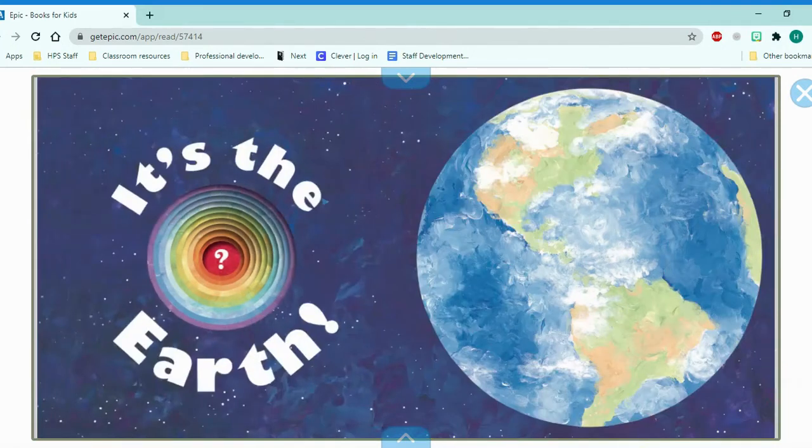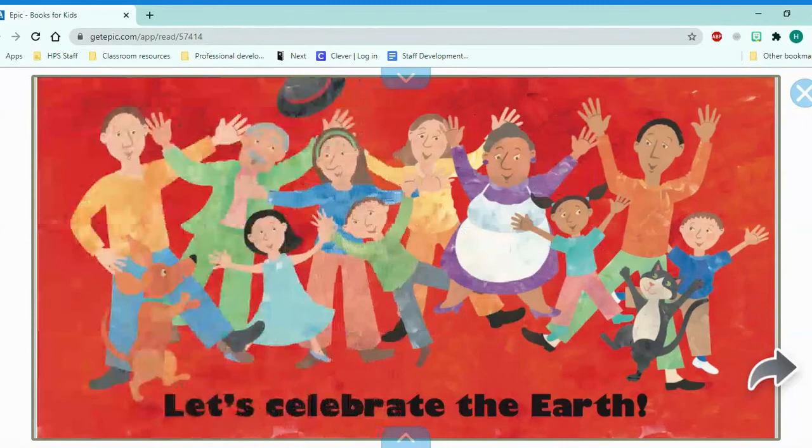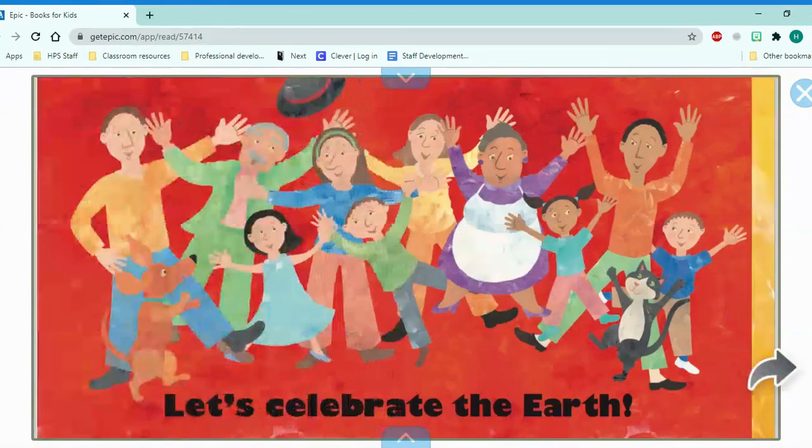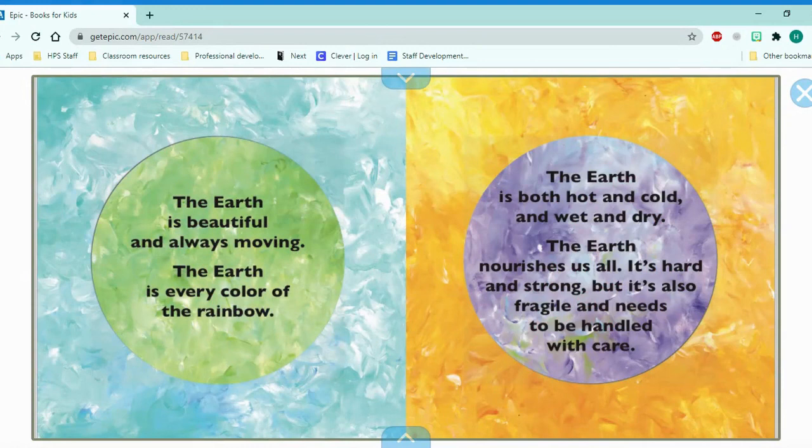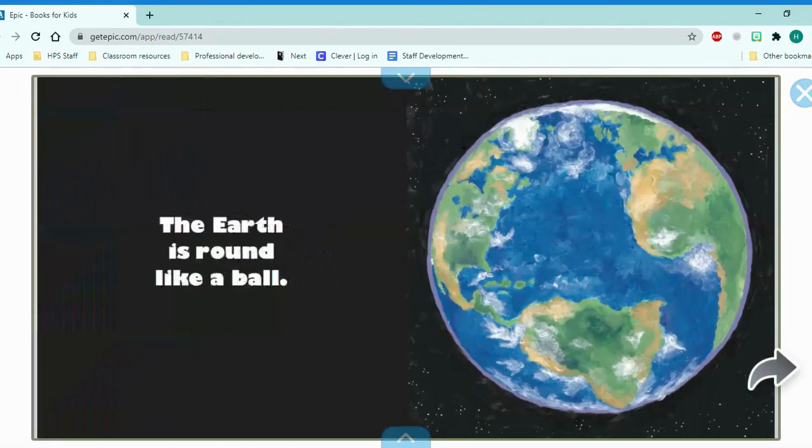It's the Earth! Let's celebrate the Earth. The earth is beautiful and always moving. The earth is every color of the rainbow. The earth is both hot and cold and wet and dry. The earth nourishes us all. It's hard and strong, but it's also fragile and needs to be handled with care.